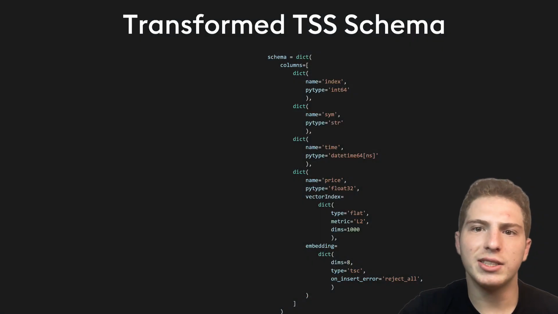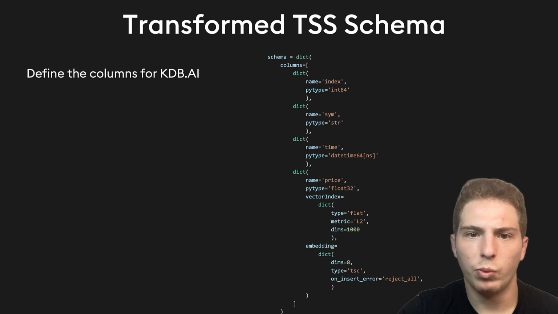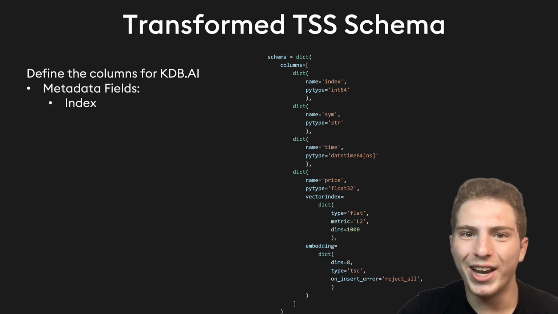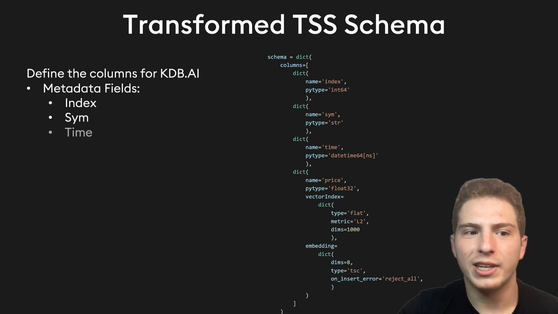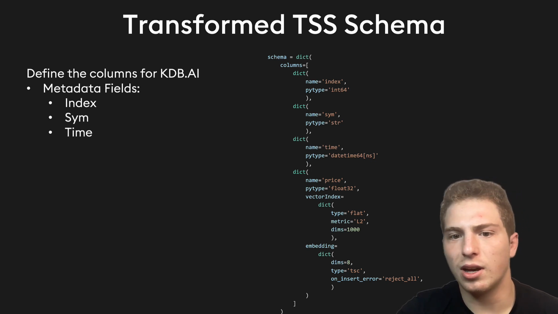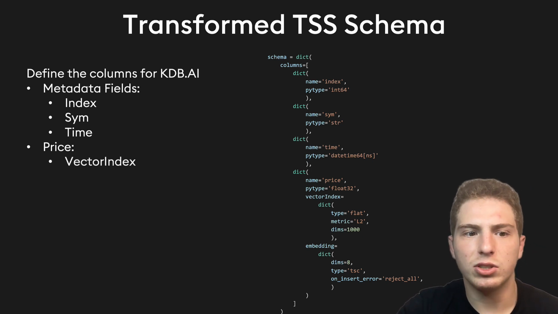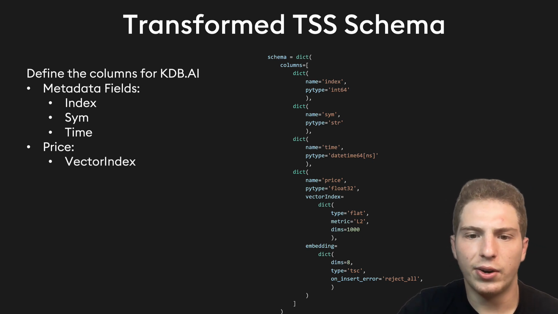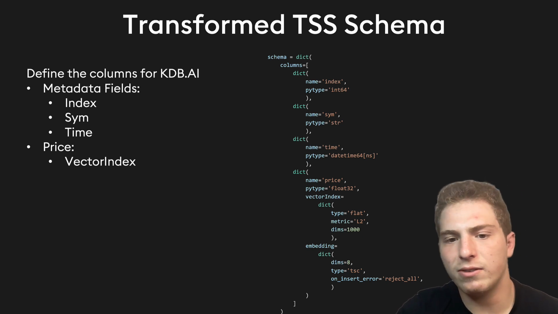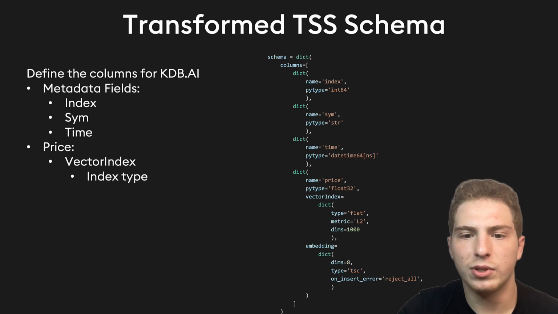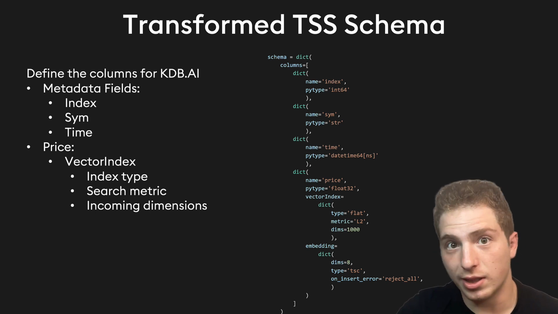And our transform TSS schema looks a little bit like this. We have our metadata fields, which in this case are our index, our symbol, and our time. Here it's daytime. And we have this price column. And this price column is going to have a vector index. And our vector index is going to have a similarity metric. In this case, it's L2. It's going to have an index type. In this case, it's flat. And it's going to have a number of dimensions. In this case, our original data is 1,000 dimensions.